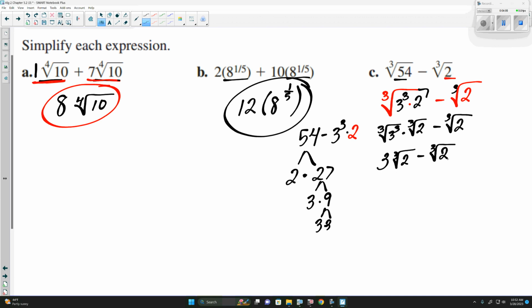Now that we've rewritten the cubed root of 54 in simpler terms, can we subtract them? So 3 times the cubed root of 2 minus the cubed root of 2 would be what? So we have 3 here. How many do we have here? 1. So 3 minus 1 would be 2 cubed roots of 2. So for this, if the numbers inside them are not already the same, we need to simplify one or both to make them the same.